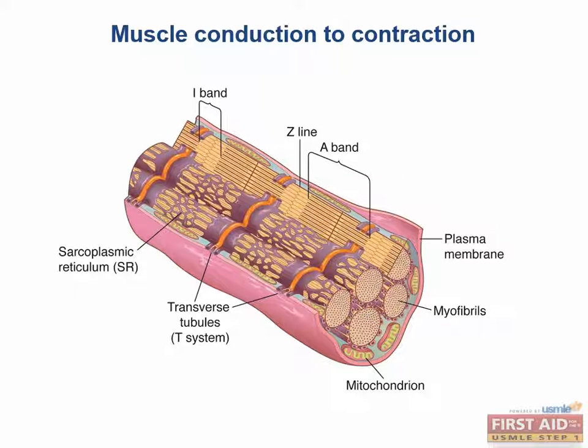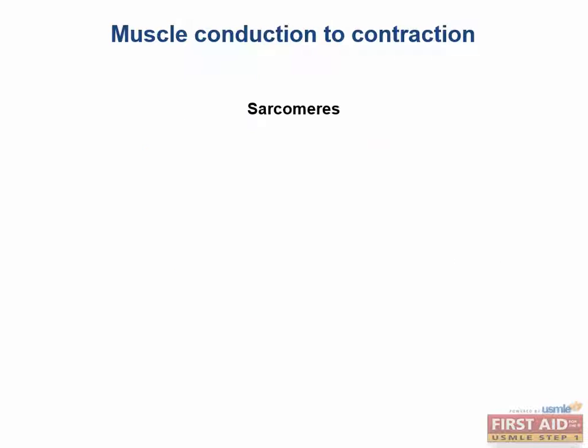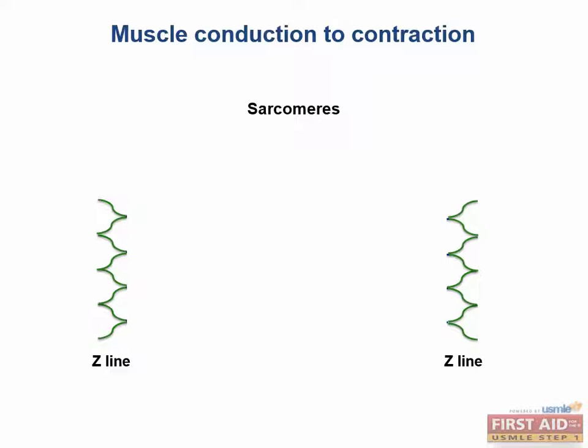The different bands, zones, and lines detailed in the picture of the sarcomere are worth looking at. Let's spend some time on the sarcomere, because this will definitely appear on your Step 1. In general, the sarcomere extends from Z-line to Z-line. You can remember that Z is at the end of the sarcomere and also at the end of the alphabet.